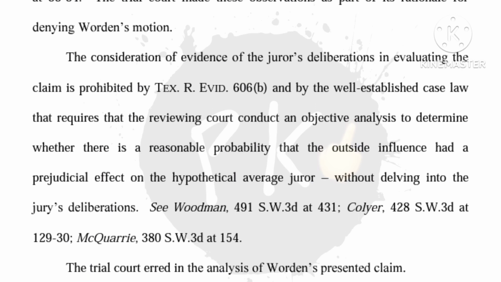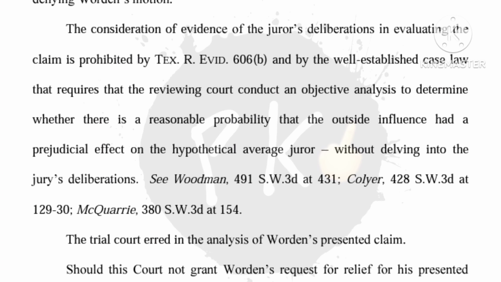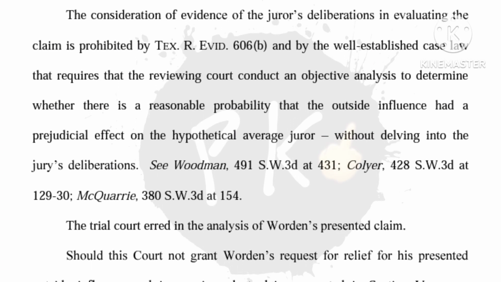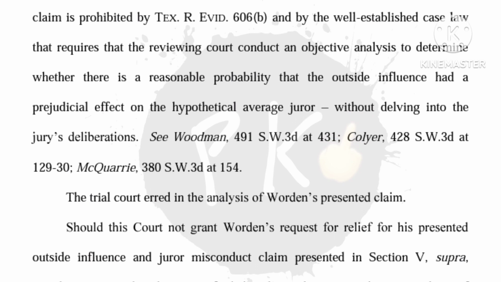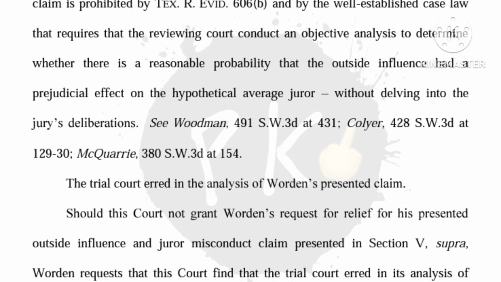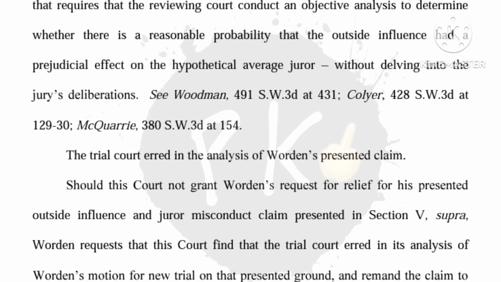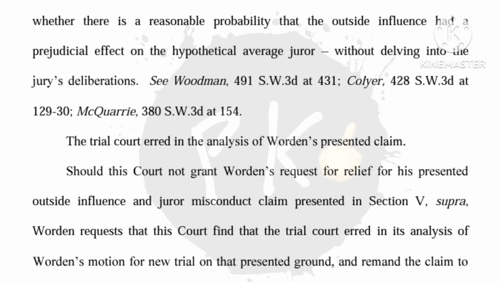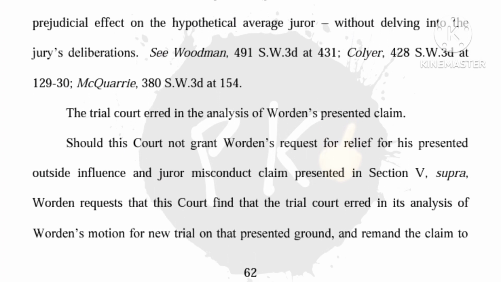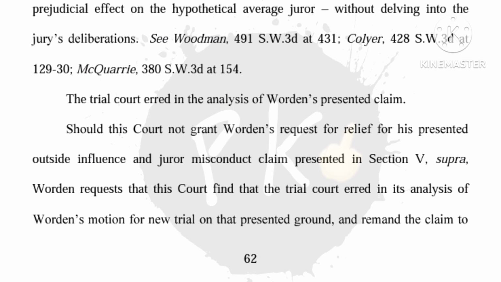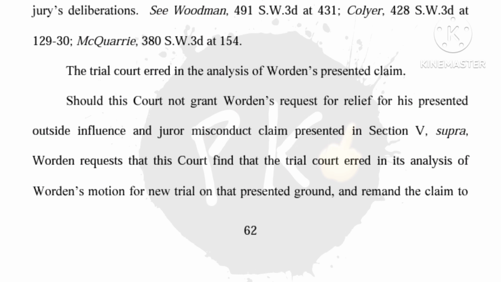The consideration of evidence of the jurors' deliberation in evaluating the claim is prohibited by Texas Rule of Evidence 606(b) and by the well-established case law that requires that the reviewing court conduct an objective analysis to determine whether there is a reasonable probability that the outside influence had a prejudicial effect on the hypothetical average juror, without delving into the jury deliberations. Reference. The trial court erred in the analysis of Warden's presented claim.